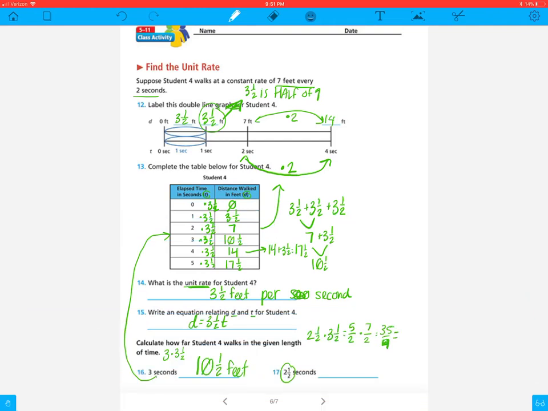So 35 over 4, I can simplify into 8 3/4. 8 3/4 feet after 2 and 1/2 seconds.